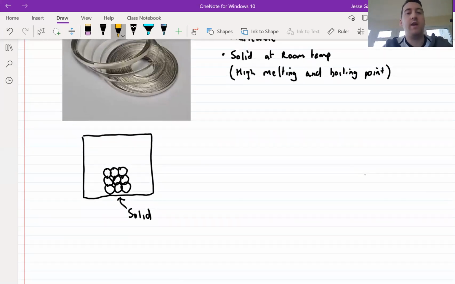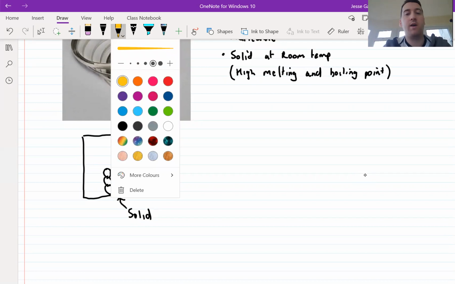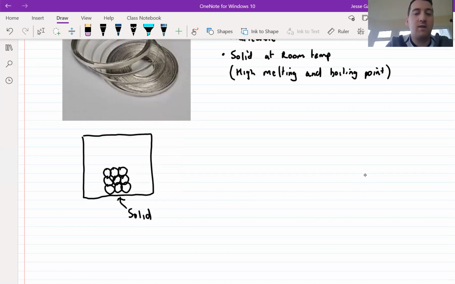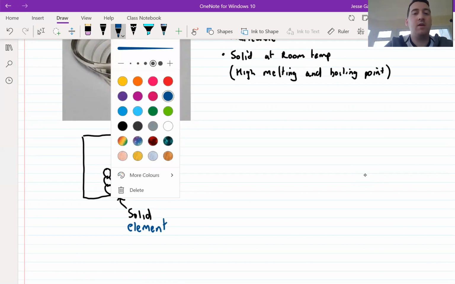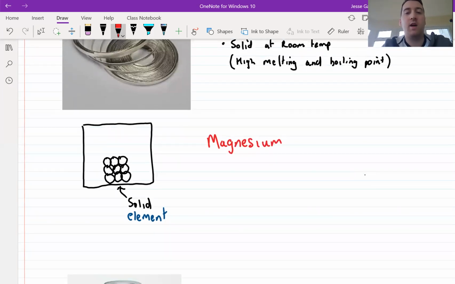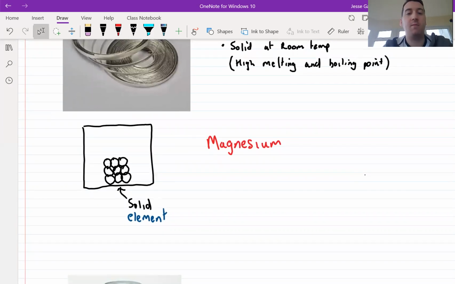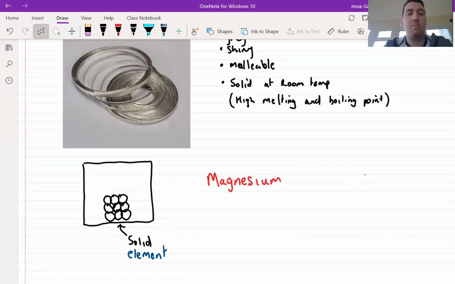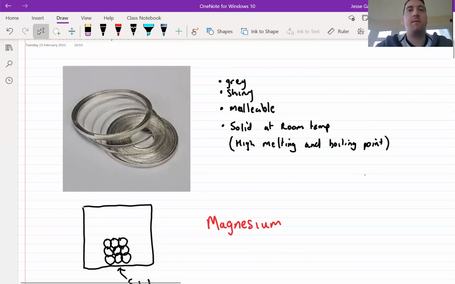The other thing I know is that it's an element. The reason I know that is because all the particles are the same. So this here is an element. The name of this element is magnesium. You can find it on the periodic table. It's got its own little tile on the periodic table, which means that it's an element. All the atoms are the same. They're all magnesium atoms. And obviously, we've got these properties up here.